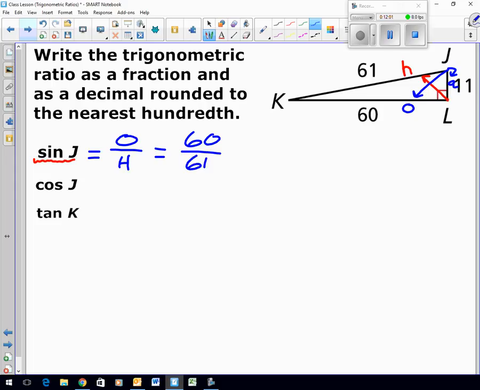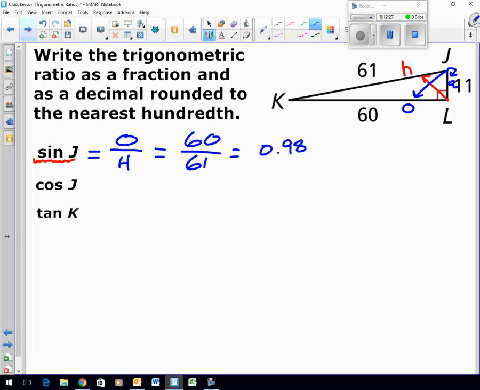61. In the warm-up, which a lot of you weren't here for, we converted that fraction to a decimal. Just type it into your calculator. Give me the first two digits. 0.98. That's it. To find the trig ratio, that's all you have to do.